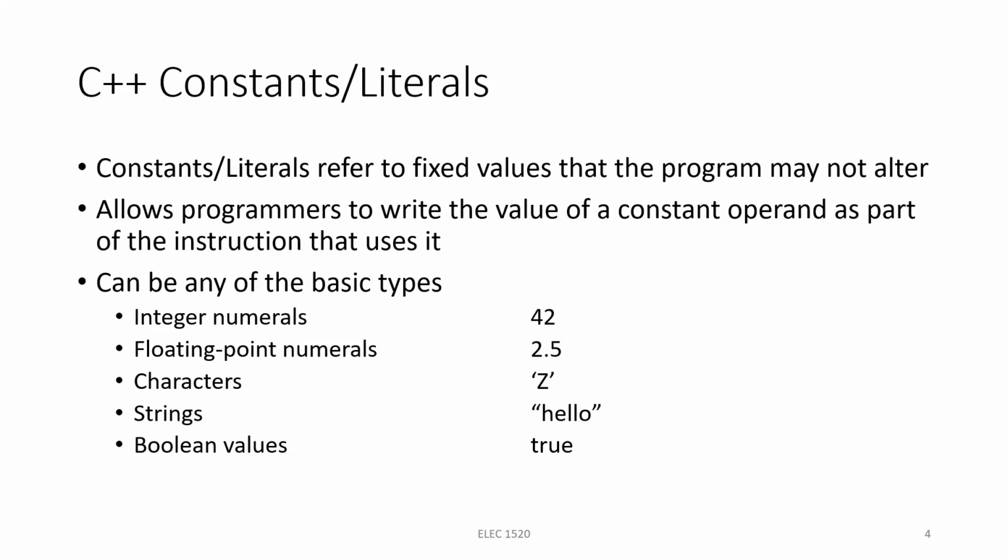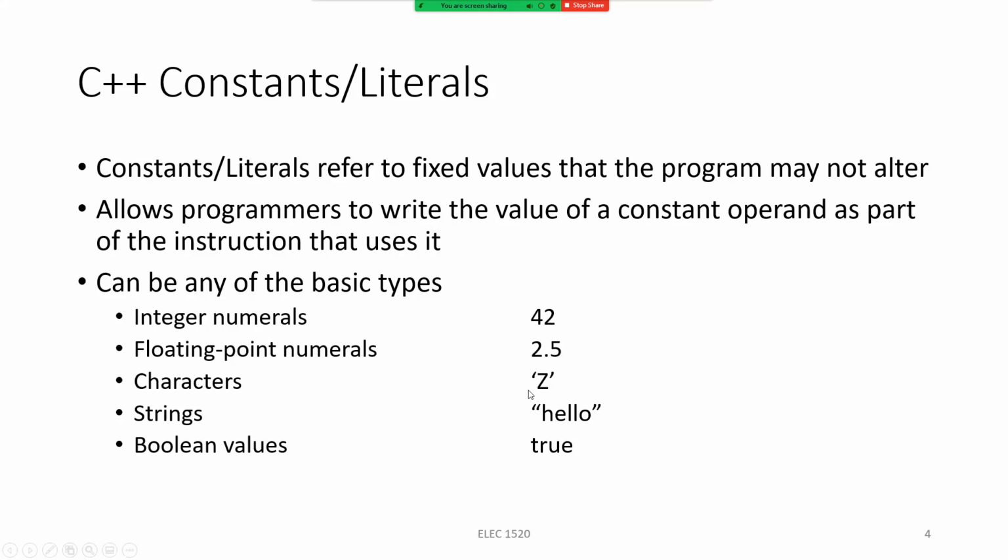Whenever we write code, sometimes we hard code values into our programming statements. Here are some examples of the basic types. An integer type, the number 42. Floating point numerals, 2.5. 42 is an integer simply because it's a whole number with no decimal point. A floating point value has a decimal point in it, so 2.5 would be of a floating point type. We're going to see that later in the lecture slides. 42 is of type int, 2.5 is of type double.